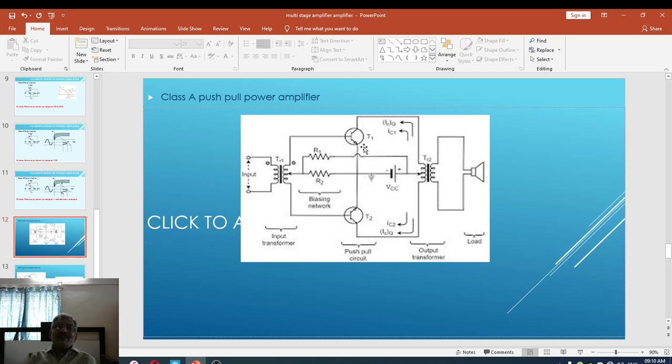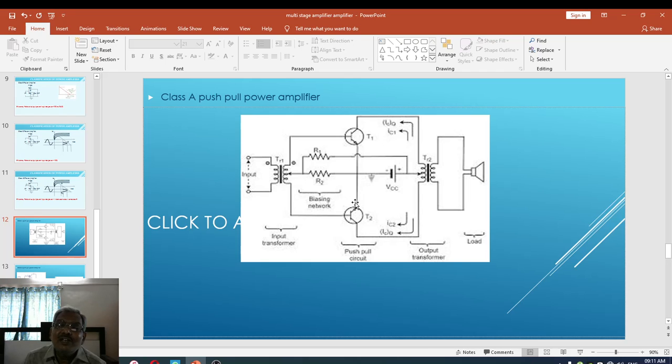Such a Class A power amplifier consists of an input transformer TR1 having center tapping in the secondary winding, to which the resistor divider biasing network and power supplies are connected. Whereas to its primary winding, the input signal whose power level is to be amplified is applied. This transformer provides 180-degree out of phase output signal voltage to the base of transistor T1 as well as transistor T2.